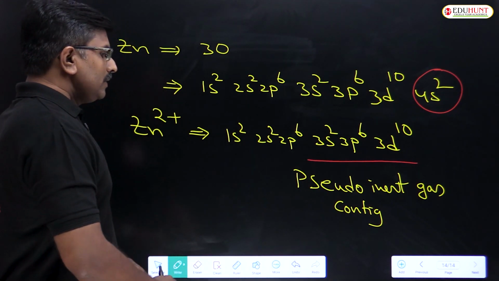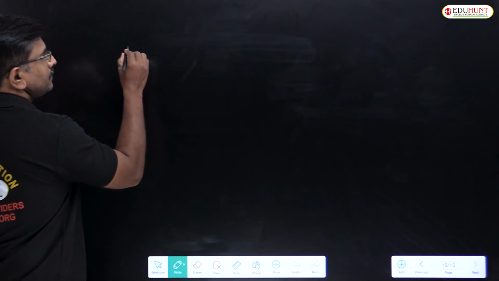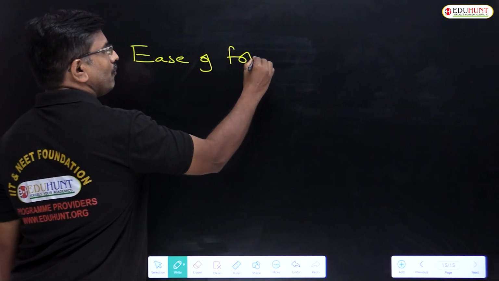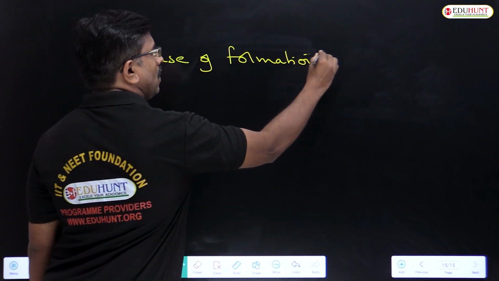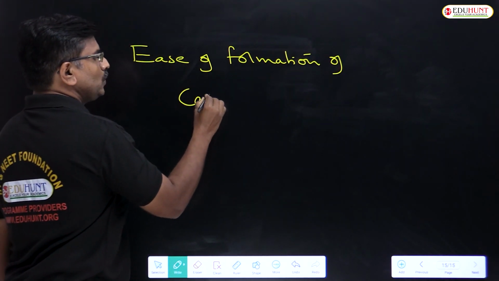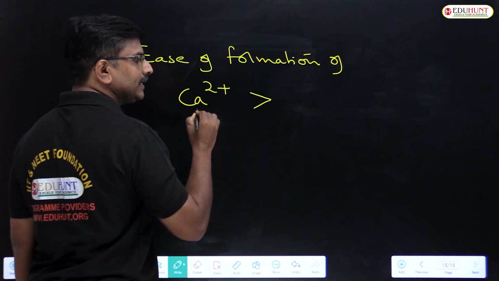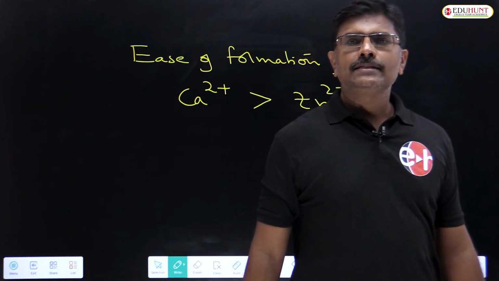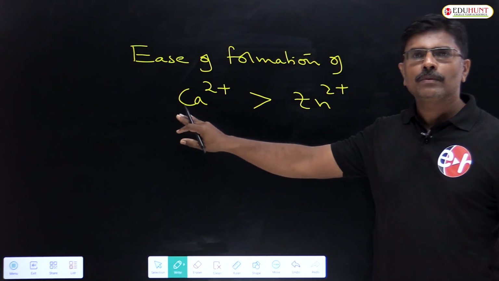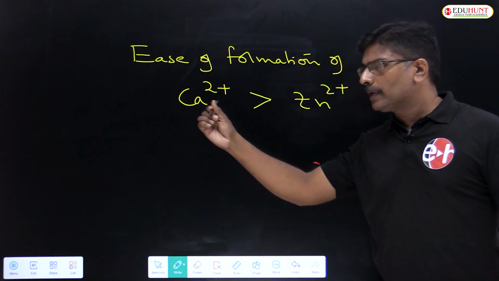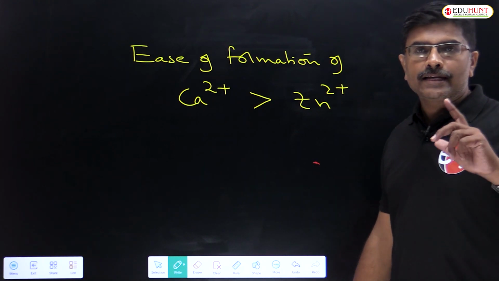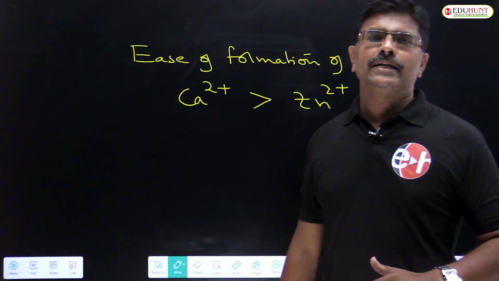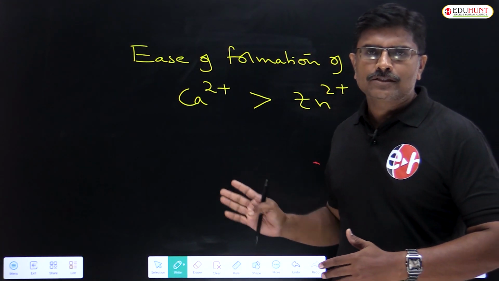Clear? So the ease of formation of Ca2+ ion is greater than Zn2+ ion. You can now tell the reason why the Ca2+ ion is formed more easily: because the Ca2+ ion formation involves the inert gas configuration, whereas Zn2+ ion formation involves the pseudo inert gas configuration. So that's all, dear students.